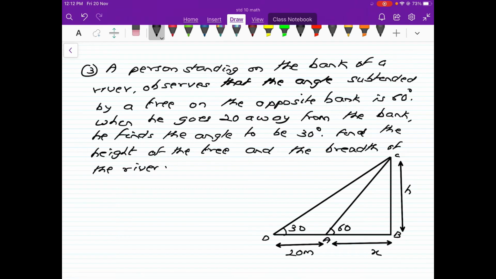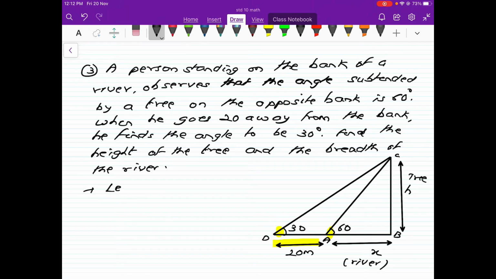A person standing on the bank of a river observes that the angle subtended by a tree on the opposite bank is 60 degrees. When he goes 20 meters away, so first he was standing here, then he goes back 20 meters, now the angle has changed from 60 to 30, and this we can call the tree. So we have to find the height of the tree and the breadth of the river. Remember, this x is nothing but the river. So we have to find x and we have to find h.